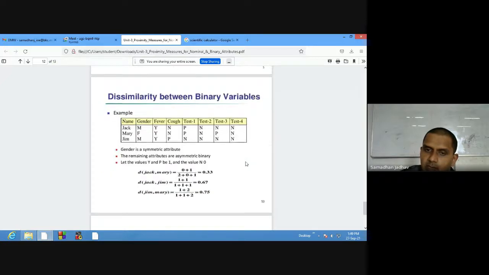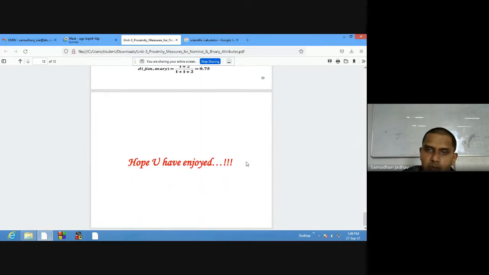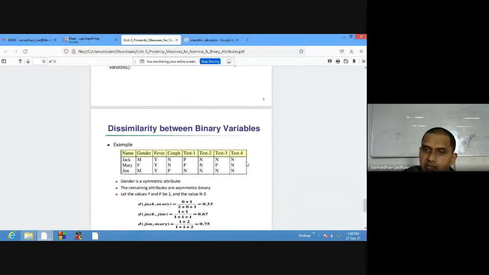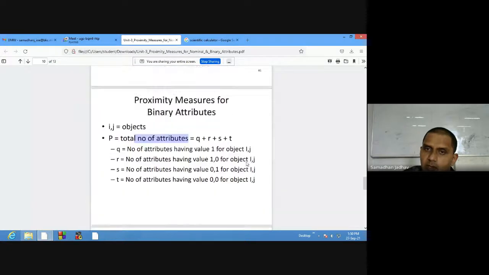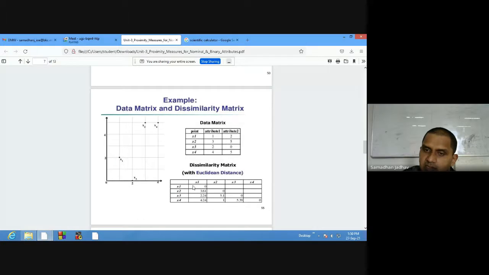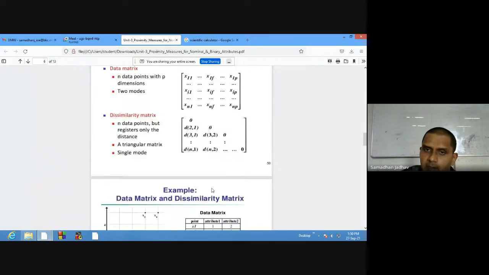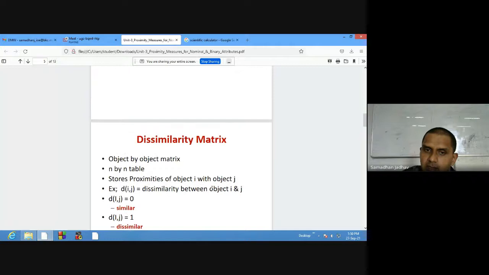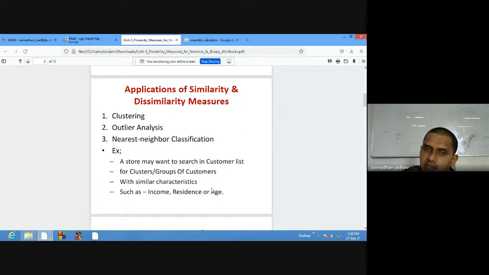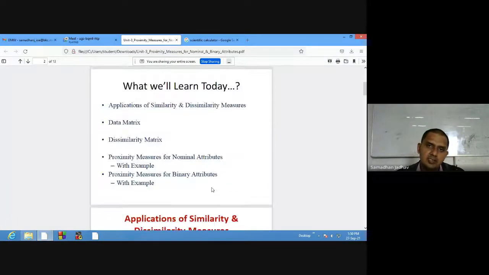Okay, so this is what we learned today. We learned how to find dissimilarity or similarity between objects if they are represented by binary or nominal attributes. We also saw what the data matrix and the dissimilarity matrix are. After that we saw the applications of finding similarity or dissimilarity between objects. So this is all that we have seen today.